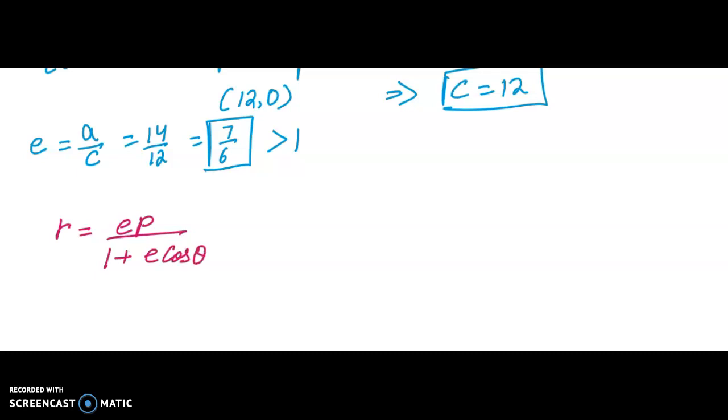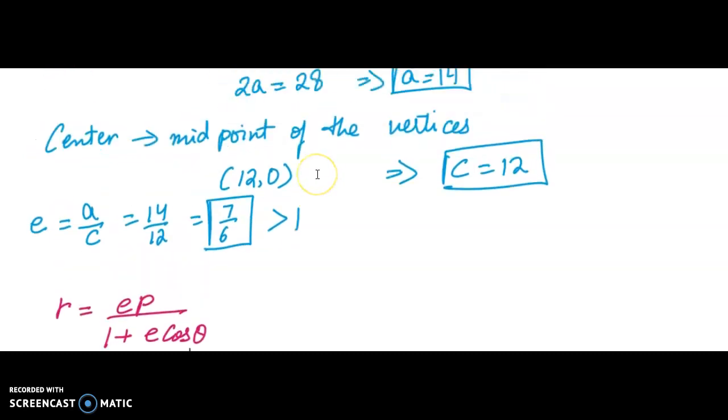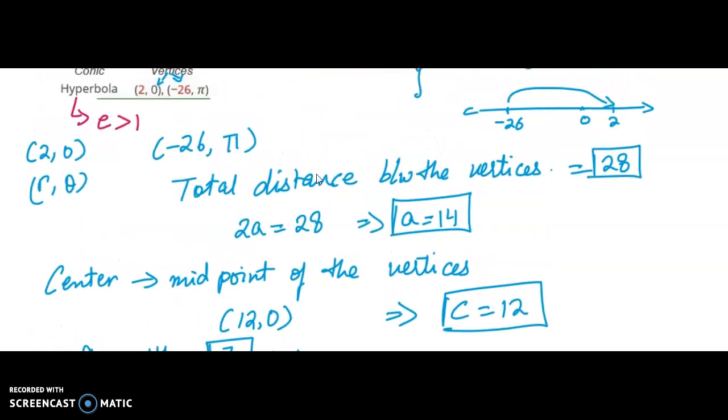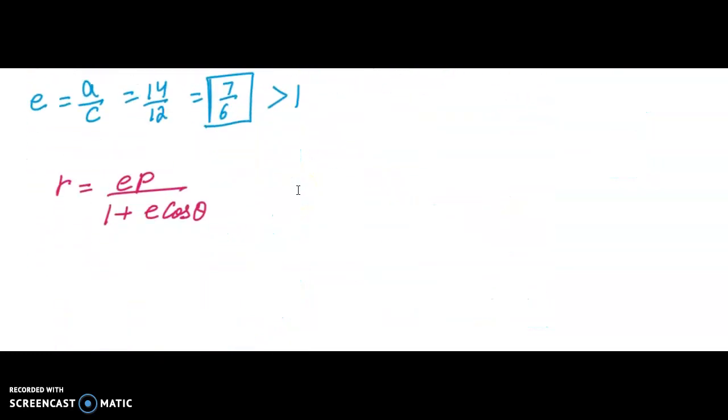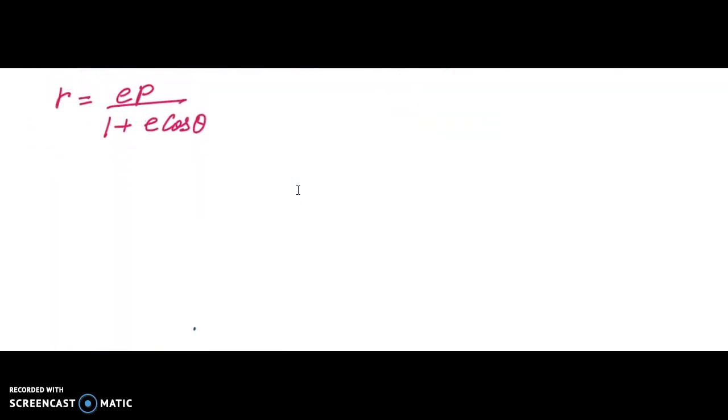Let's try to plug everything back. If you remember, when we were defining the vertices, we labeled r as 2, right? Because in the polar form, we are talking about r and theta. So r is 2. Because r is 2, let's plug everything back here. So r is 2, eccentricity we just got as 7/6.